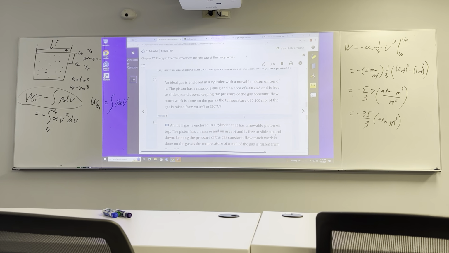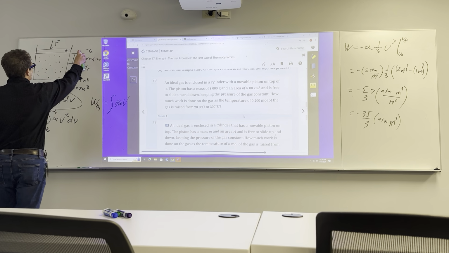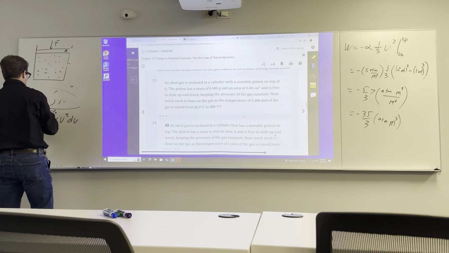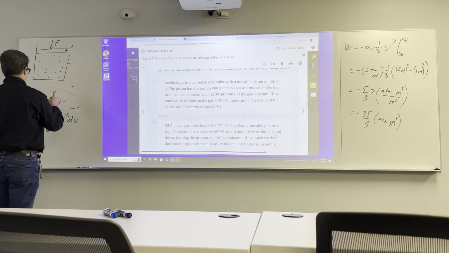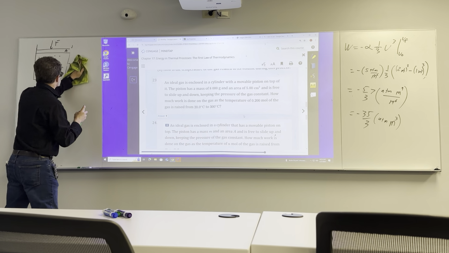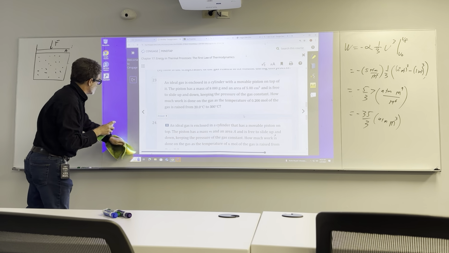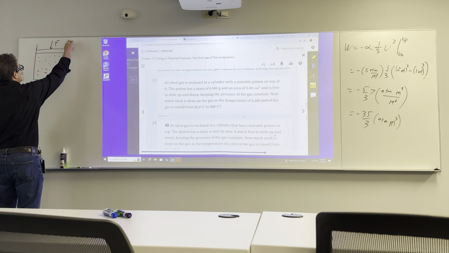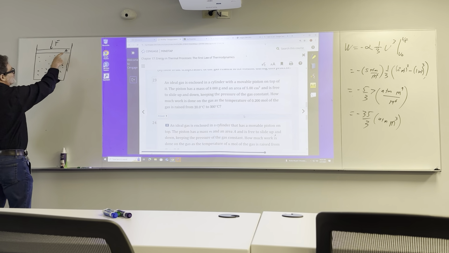An ideal gas is enclosed in a cylinder with a movable piston on top of it. Kind of like that picture there, right? So we can use this picture. I'm going to erase this, because that's a good picture to start with. Okay, there's my movable piston, right? And it's got an area, right?